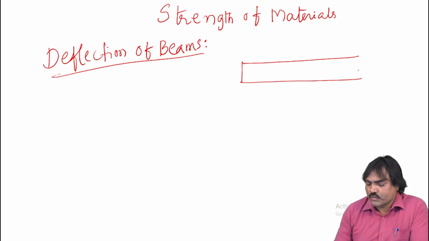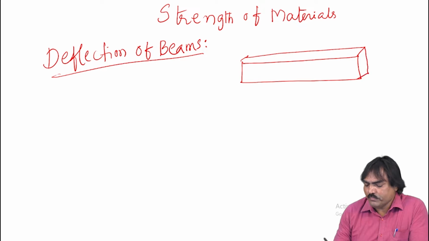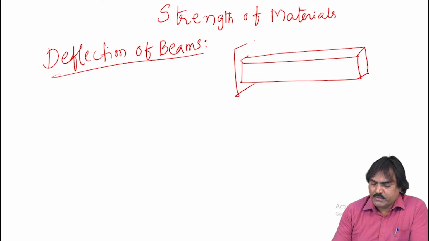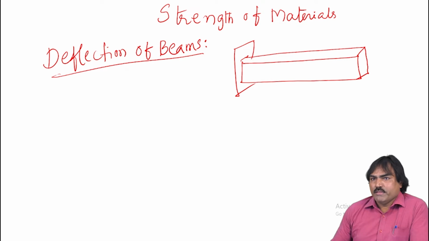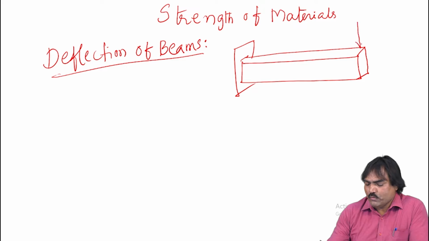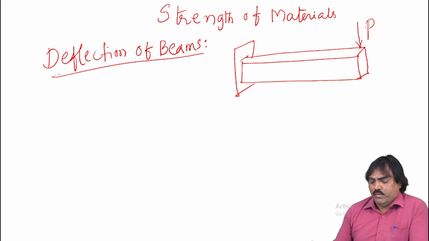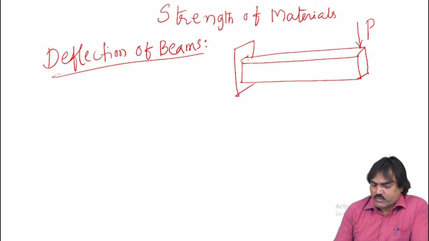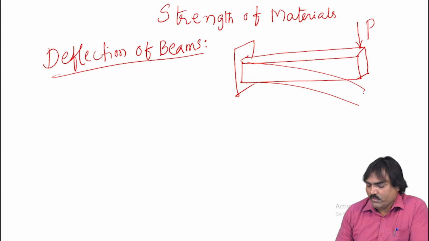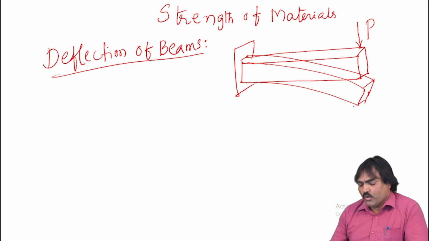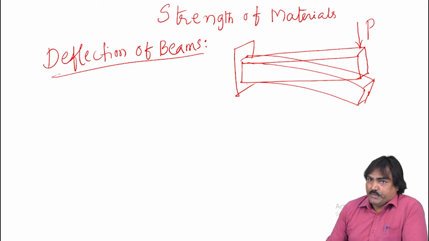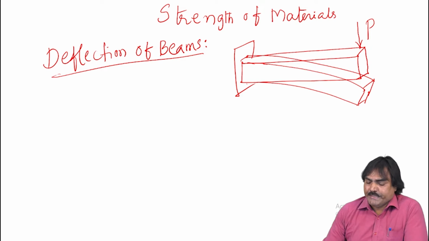Suppose I take a long structure, a cantilever structure which is fixed at one end. Now, when this structure is subjected to transverse load P, we observed that this structure undergoes bending like this, where the top layers will be under stretching, the bottom layers will be under compression. In between, there is a layer which is unaffected. That layer is called neutral layer.